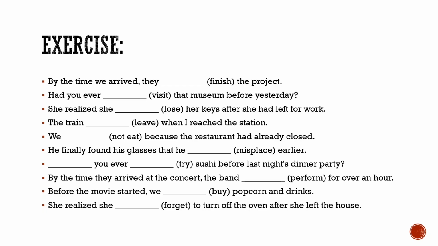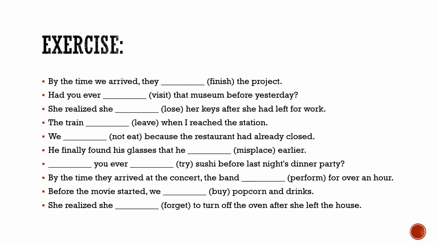I'll solve a couple for you. You can pause the video if you want to solve them on your own, or I'll just tell you the answer to a few, and then you can see whether you can do the rest yourself. For the first one, we have: By the time we arrived, they, filling the blank, and we have the main verb finish inside the bracket, and the project in the end.